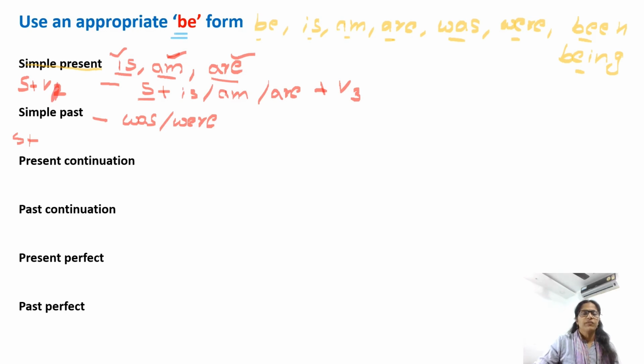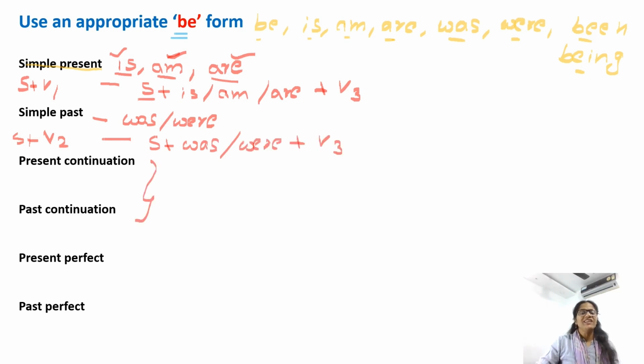If the sentence in active voice is simple past, then you have to use the be form was or were. The simple past structure is subject plus V2. In passive voice, the structure is subject plus was or were plus V3.